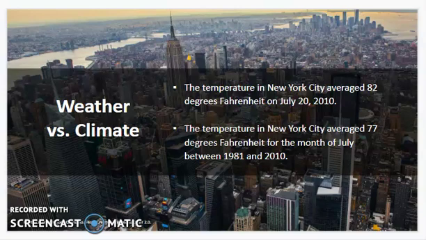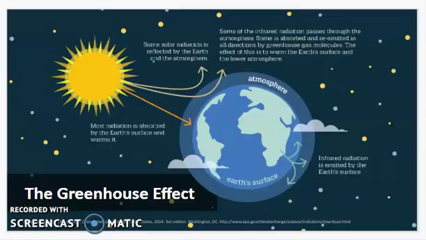So, weather versus climate. First of all, weather is an example, the temperature in New York City averaged 82 degrees Fahrenheit on July 20th, 2010. Okay? In contrast, the temperature in New York City averaged 77 degrees Fahrenheit for the month of July between 1981 and 2010. Okay, so which one of those is weather and which one is climate? We think of weather as being short term. So the top example, the temperature for one day, that's the weather. The bottom example, the temperature for New York City over about a 30-year time frame, that's climate. Okay, looking at a longer term trend or pattern.